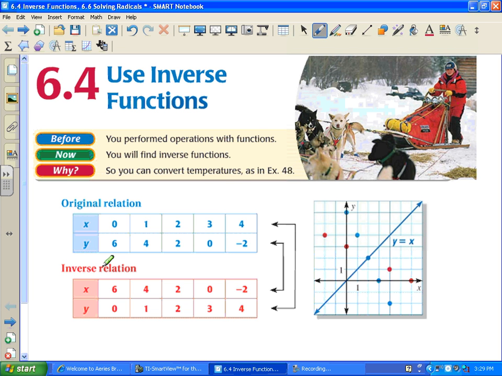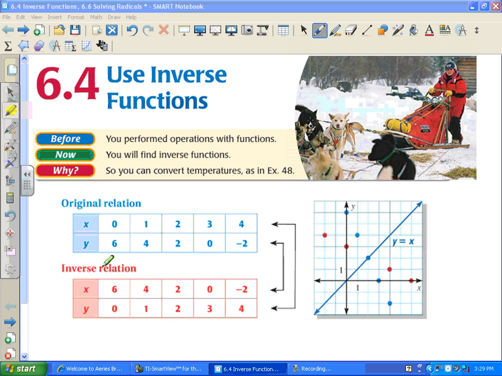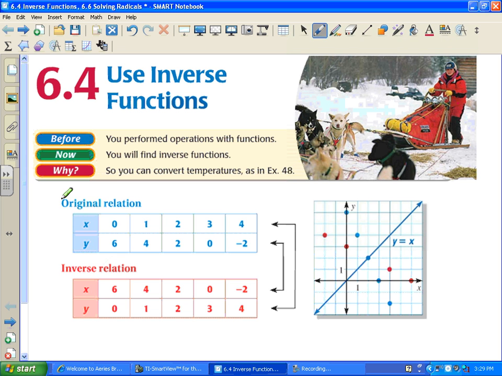First one is this idea of an inverse. You've heard it before mathematically. Today we'll explore what it is. Basically, the idea of an inverse is just the reverse of whatever happened originally.